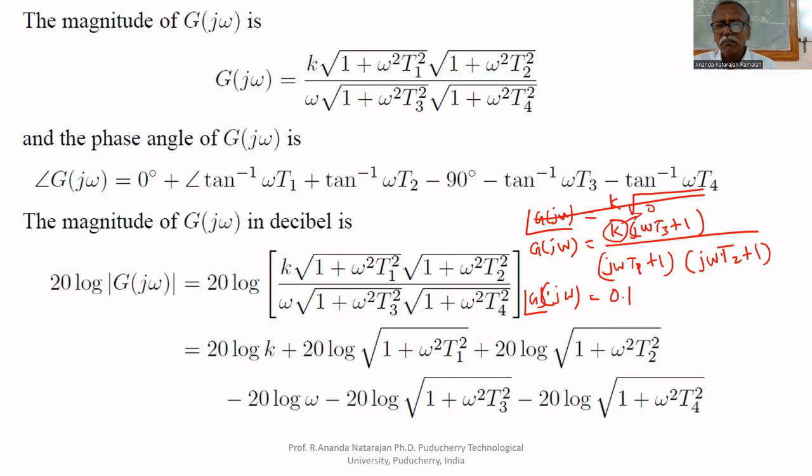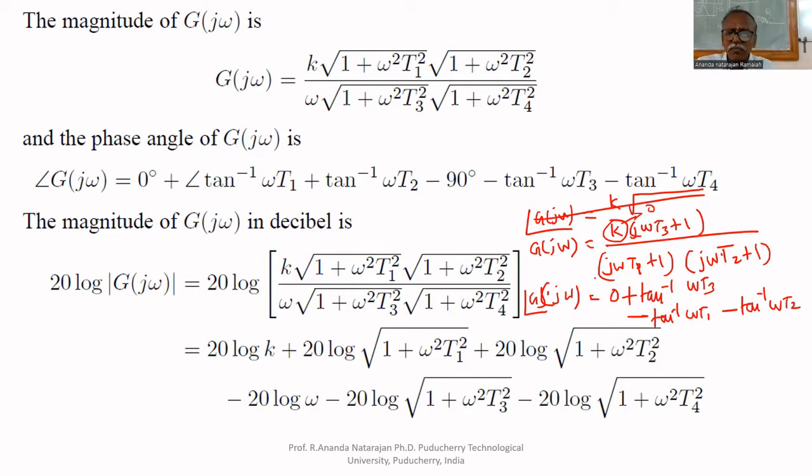For the numerator factor, plus tan inverse of omega T3 divided by 1, no need to write that one. Minus, because it is in the denominator, tan inverse of omega T1, and minus tan inverse of omega T2 divided by 1, real part 1. This is the angle plot.